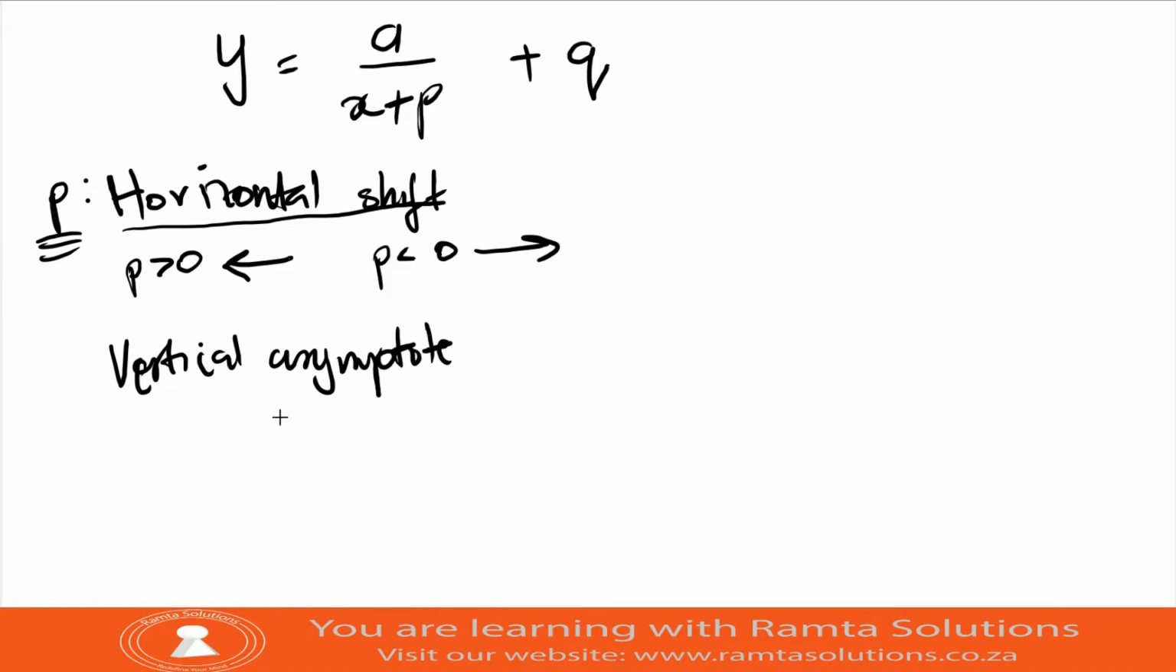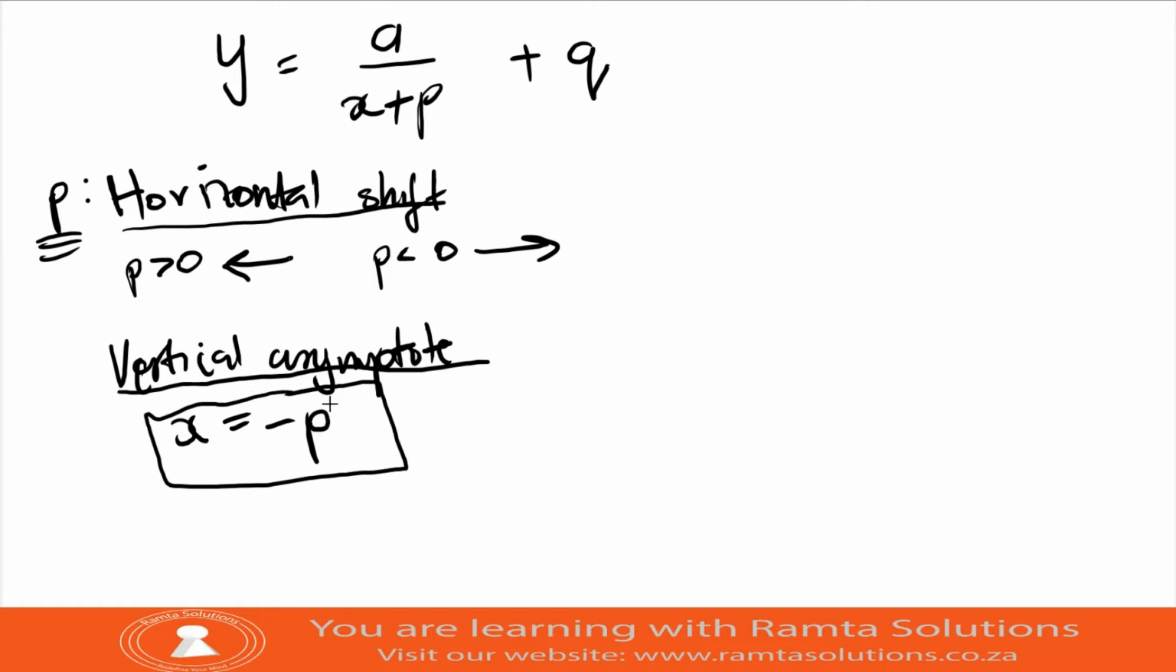When you were in grade 10, your vertical asymptote was at x equals 0. But now, in grade 11, and the same thing will happen in grade 12, it is no longer x equals 0. But here it is equal to x is equal to negative p. That's your vertical asymptote.